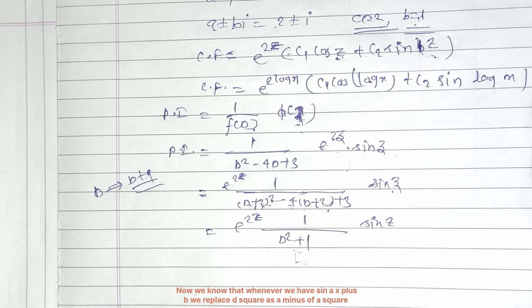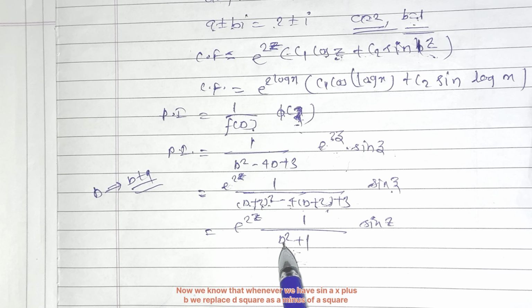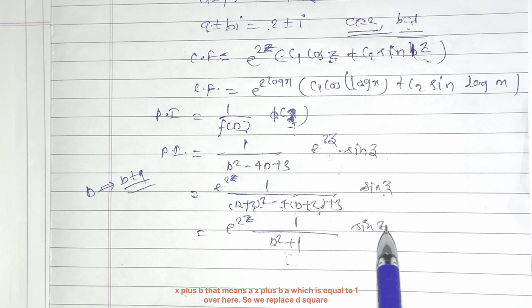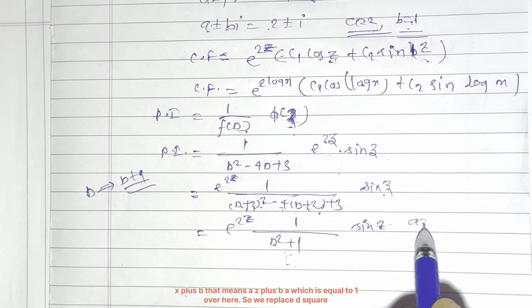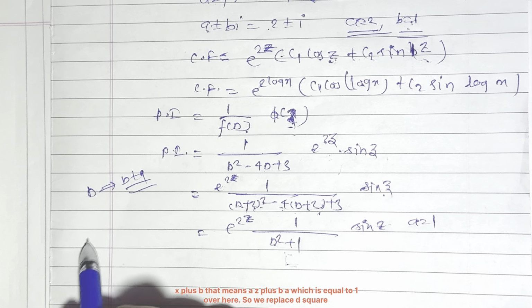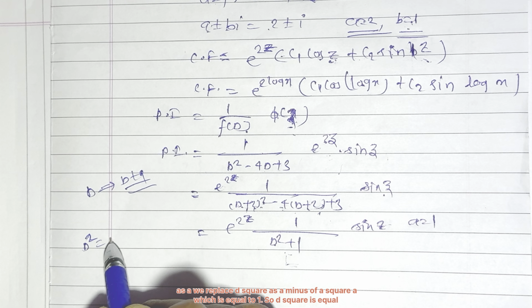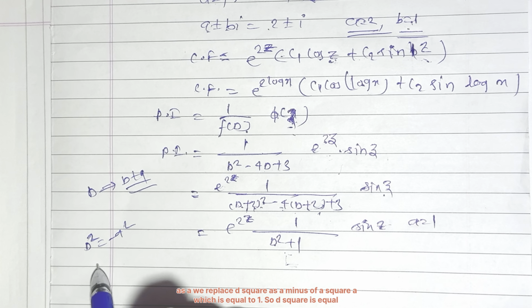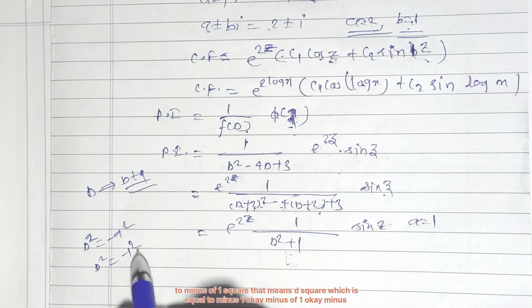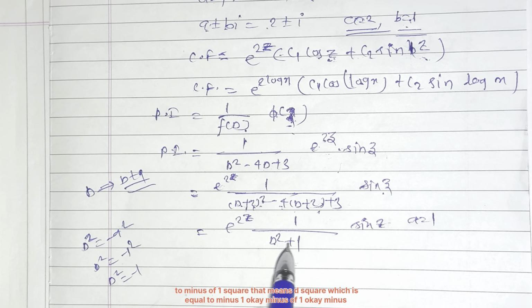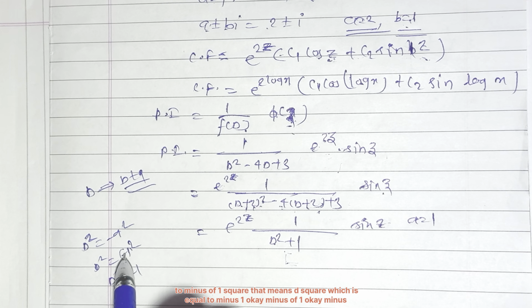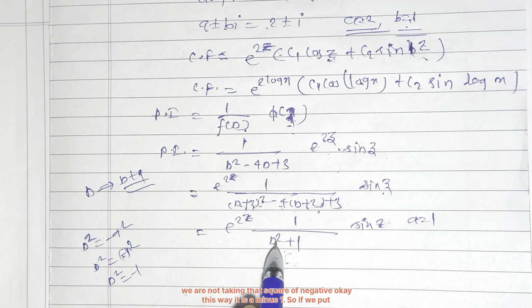Now we know that whenever we have sin(ax plus b), we replace D squared by minus a squared. So let's replace the value here using the standard form, sin(az plus b), where a is equal to 1. We replace D squared by minus a squared, so D squared is equal to minus 1 squared, that means D squared is equal to minus 1.